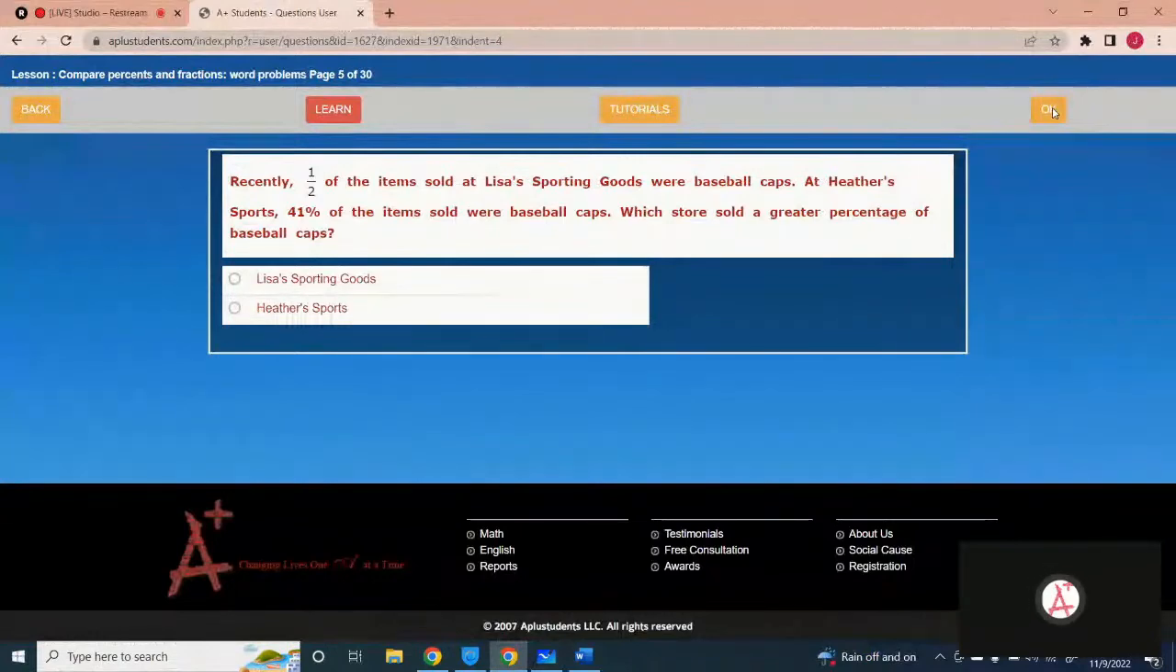Okay, again you have the same. Recently, half of the items sold at Lisa's Sporting Goods were baseball caps. At Heather's Sports, 41% of the items sold were baseball caps. Which store sold a greater percentage of baseball caps? So half means 50%. Got it? So who has a greater value? Lisa's Sporting Goods has a greater value. Got it? Because 1 by 2 means half and half means 50%. So it would be Lisa's Sporting Goods. Just select the correct option and click on the OK button.